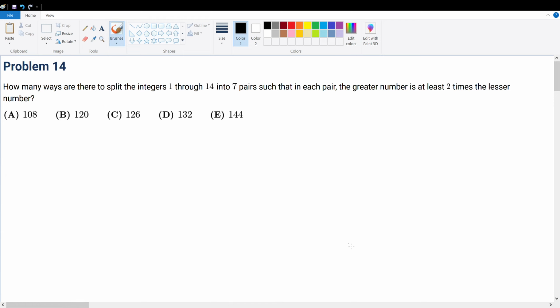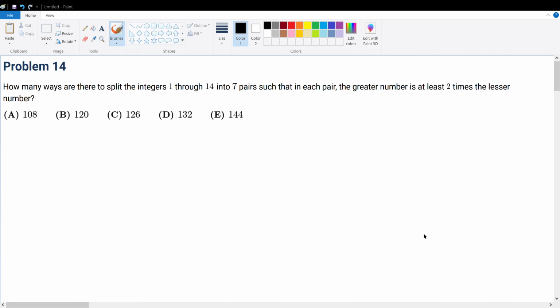Problem 14. How many ways are there to split the integers 1 through 14 into 7 pairs, such that in each pair the greater number is at least 2 times the lesser number? So to do this, when you want to do counting in general, it's typically starting from the most restrictive case down to the simplest case.